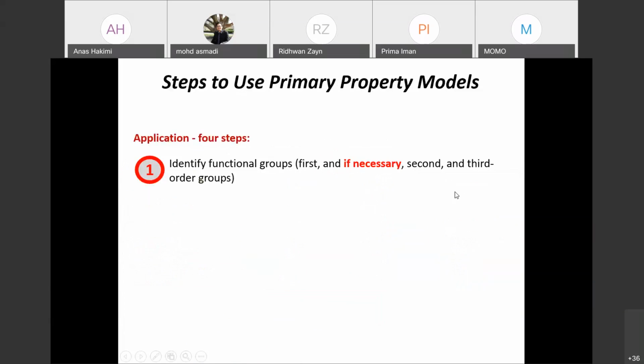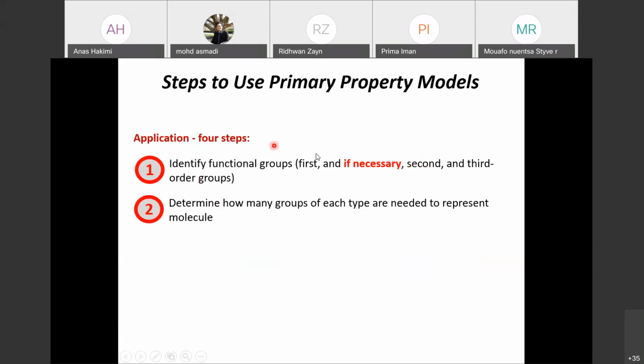Okay. So for the step to use the primary properties models, what you have to do is identify the functional group first. For example, first order first, and then if necessary second and third order groups. If it is enough to use the first order, like a simple linear structure, just use the first order. If it is polyfunctional or complicated, you can use second and third.